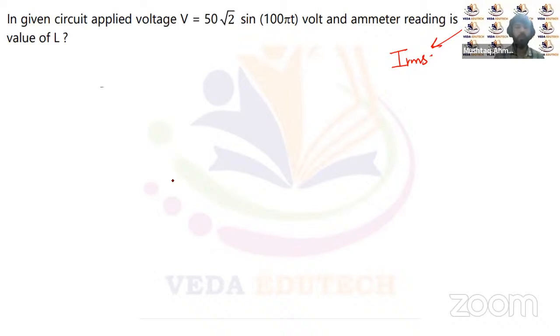We have to calculate the value of L. We know that VRMS will be equal to, let's suppose we have this inductor in the circuit.